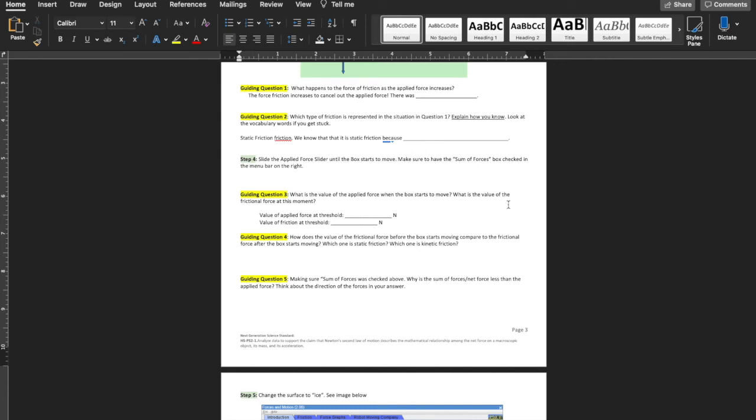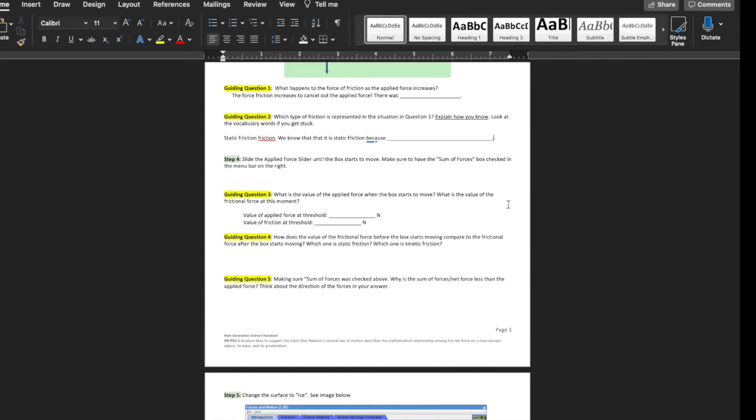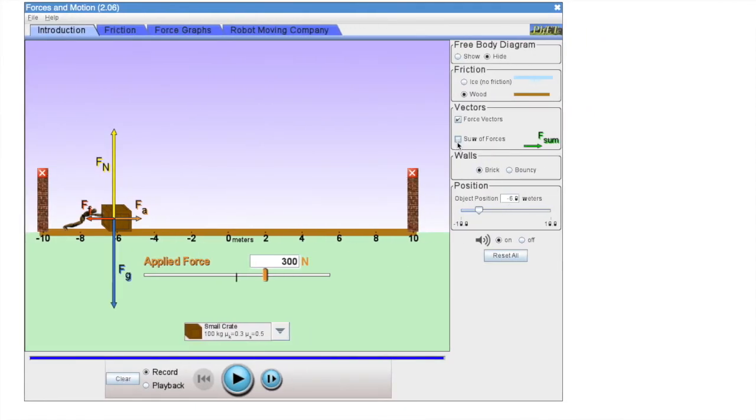Make sure that the sum of forces box is checked in the menu to the right. All right, so we have the sum of forces box. It's right here. We're going to go ahead and check that. And then we're going to slide this bar, and we're going to keep moving it until the box starts to move.